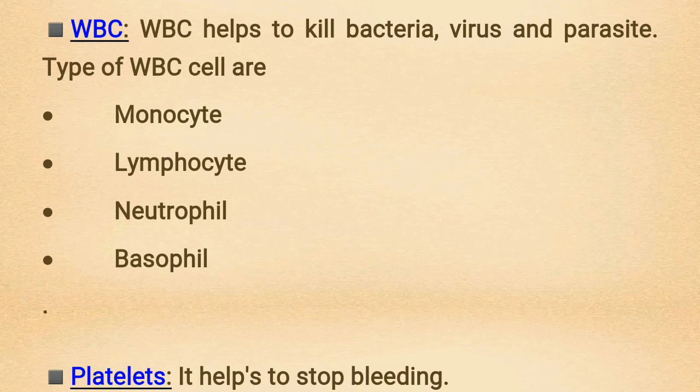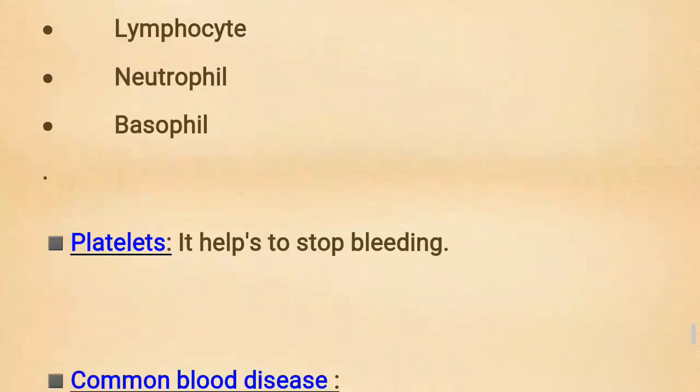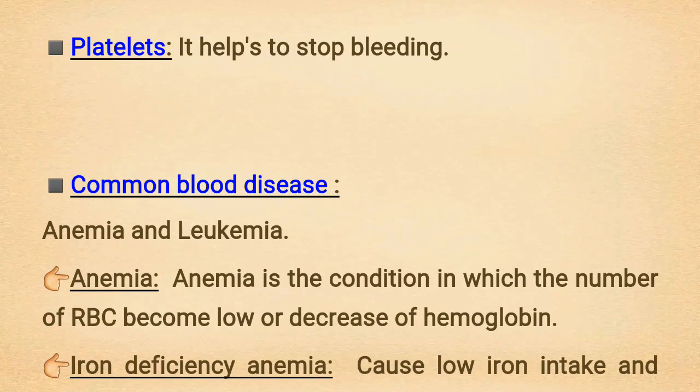WBC or white blood cell helps to kill bacteria, virus and parasite. Types of WBC are monocyte, lymphocyte, neutrophil, basophil. Platelets. It helps to stop bleeding.